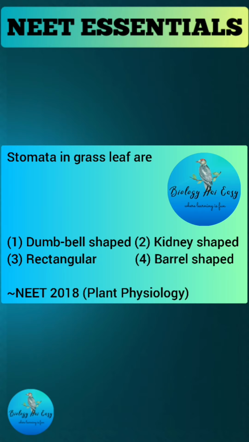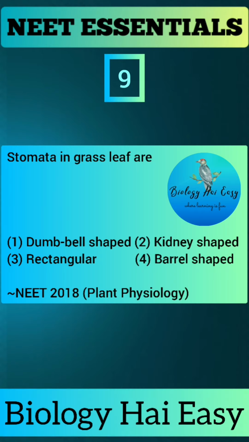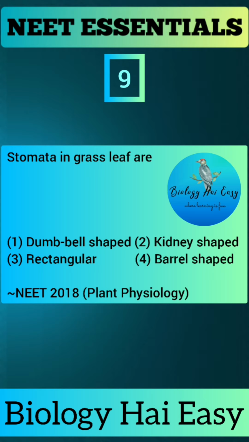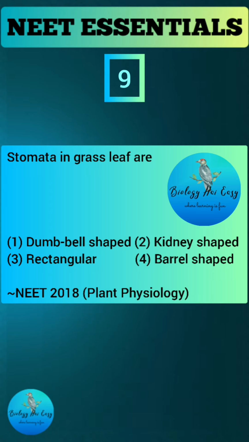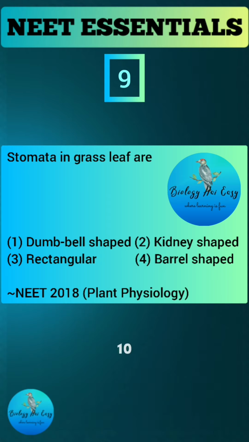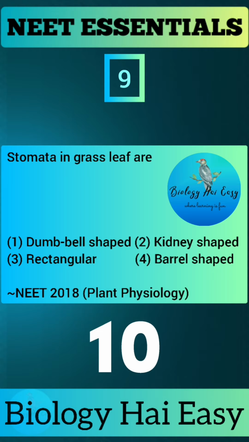And the question is, stomata in grass leaf are dumbbell shaped, kidney shaped, rectangular or barrel shaped? And your time starts now.